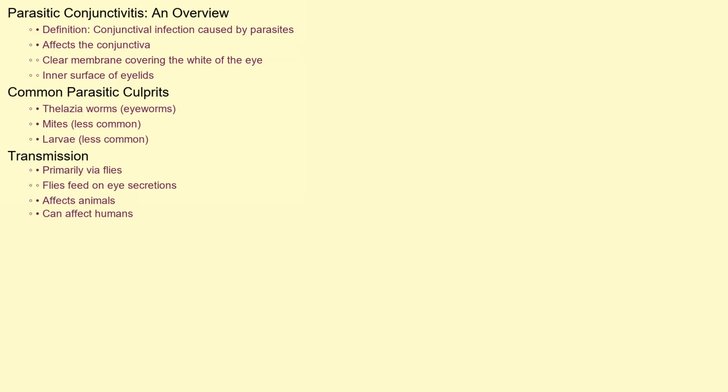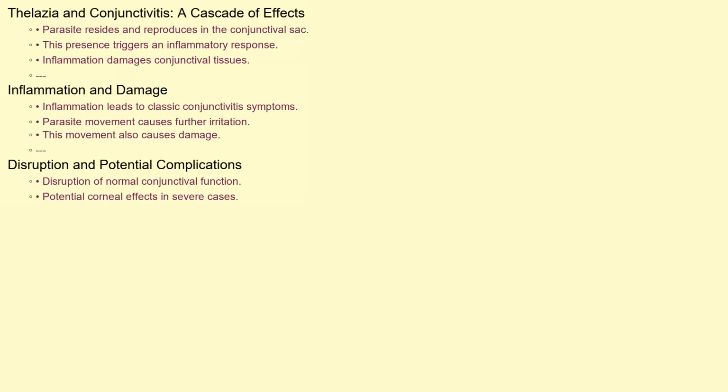Parasitic conjunctivitis, as the name suggests, is caused by parasitic infections affecting the conjunctiva, the clear membrane that covers the white part of the eye and the inner surface of the eyelids. Several parasites can be responsible, but the most common culprits include Thelazia worms, also known as eyeworms, and less frequently, certain types of mites or larvae that find their way into the eye. These parasites are often transmitted by flies that feed on the eye secretions of infected animals, and in some cases, humans. Once a parasite like Thelazia enters the conjunctival sac, it can reside and reproduce there.